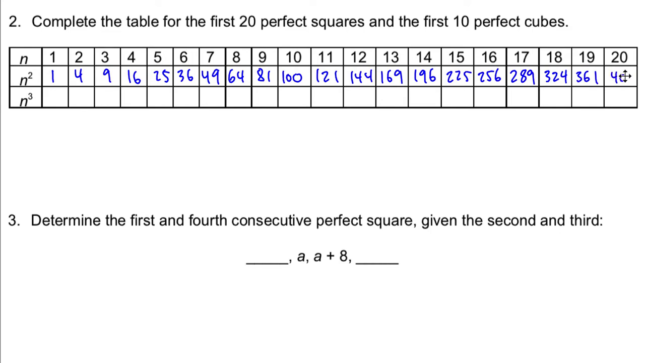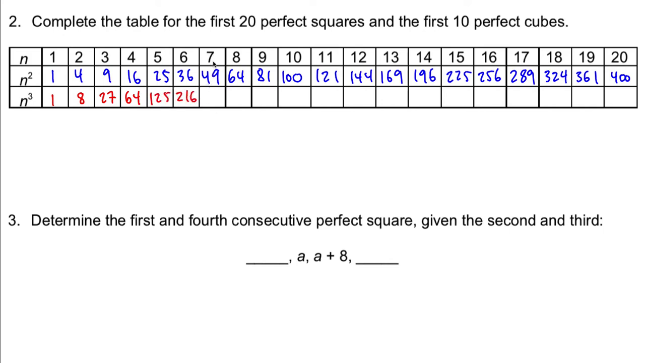So I like to memorize up to 25 squared, but I ran out of room on this space, so I left it to 20 for here. And then the perfect cubes, that would be things like 1 times 1 times 1, 2 times 2 times 2, 3 times 3 times 3, 4 times 4 times 4, and so on.